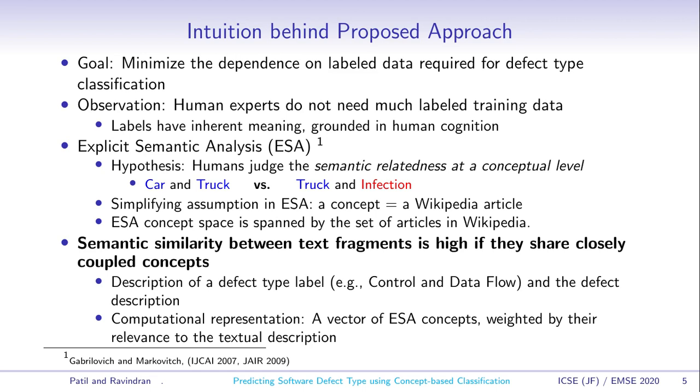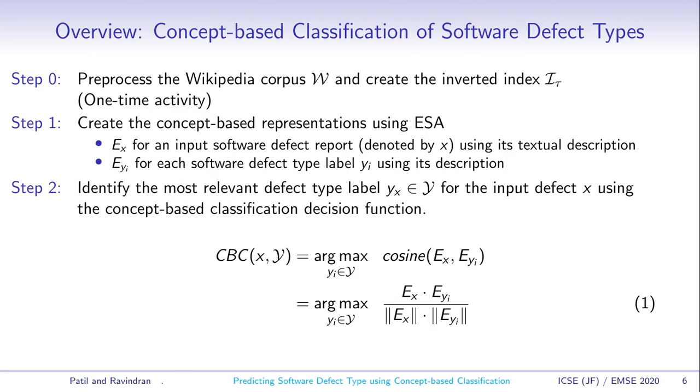A defect and a defect type are considered similar if they share common Wikipedia concepts in their ESA representation. The proposed approach can be summarized into the following three high-level steps. First, a one-time preprocessing activity that creates an inverted index from the input Wikipedia corpus. Then, we create concept-based representations of the input defect as well as each defect type label. Finally, we identify the most relevant defect type label using the decision function as shown here.